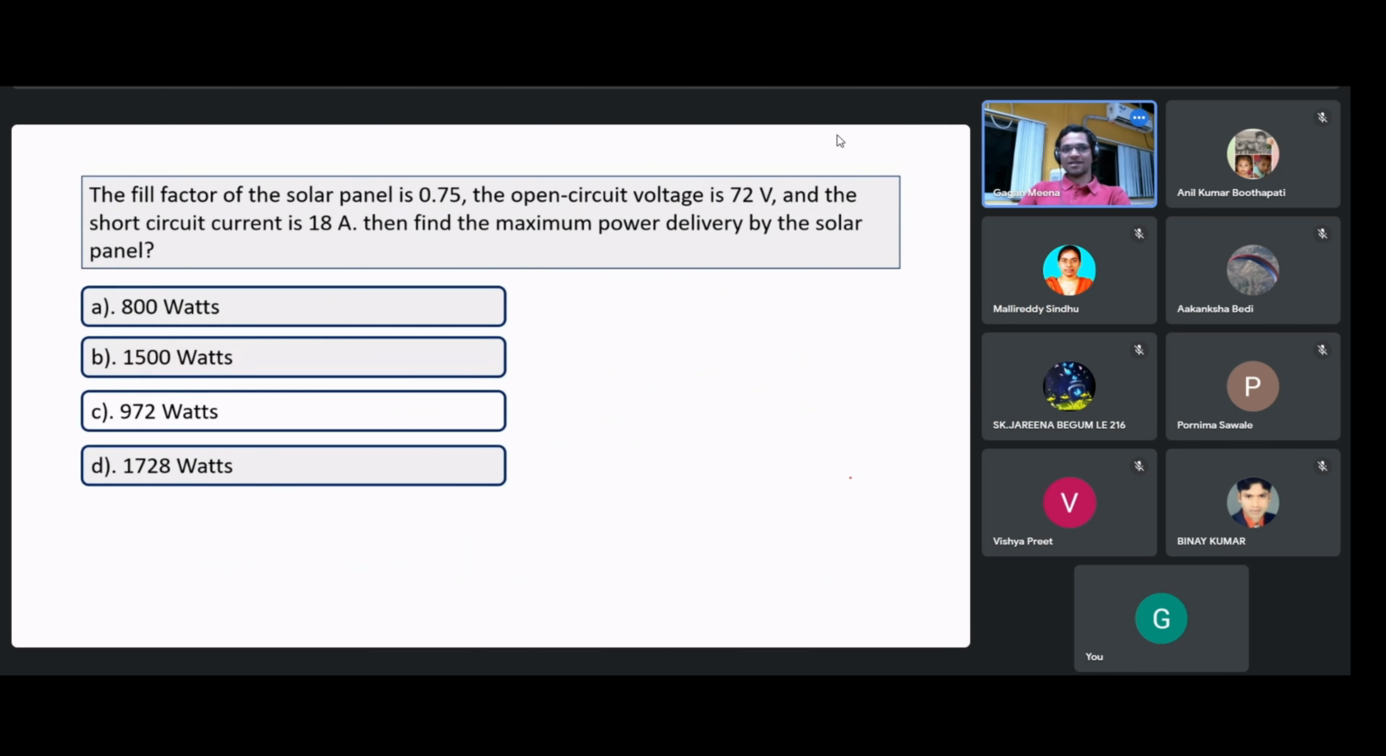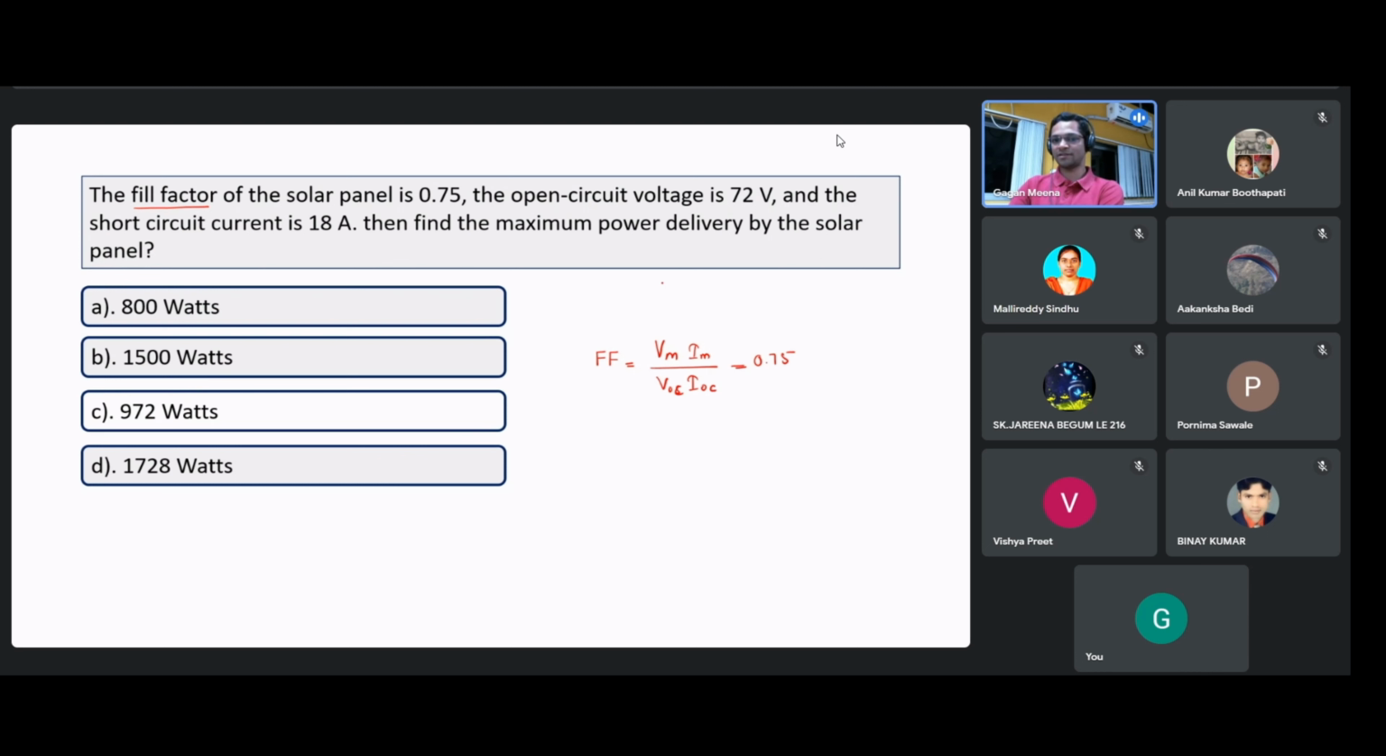So this is a very simple question. Who would like to answer? It is mentioned that the fill factor of the solar panel is 0.75, and open circuit voltage and short circuit current are given. Then we have to find the maximum power delivered by the solar panel. So first of all, what is fill factor? Can anyone answer? It is Vmax times Imax, that is voltage and current at the maximum power point, divided by VOC times IOC. This is given as 0.75.